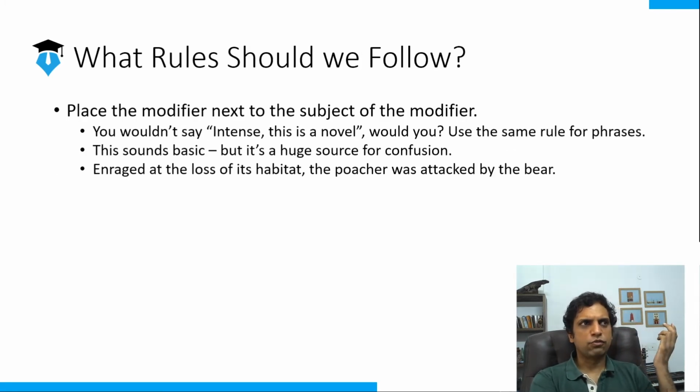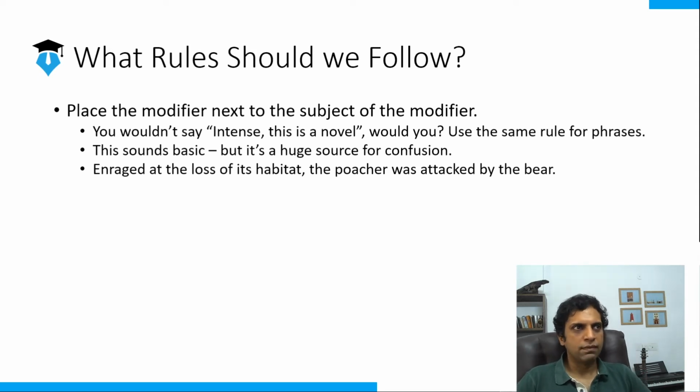What are the rules you need to follow? Very simply, place the modifier next to the subject of the modifier. If it's a single word, you wouldn't say intense, this is a novel, or good, this is a book. So why are you doing it if it's a phrase? Just don't. Just follow the same rule.